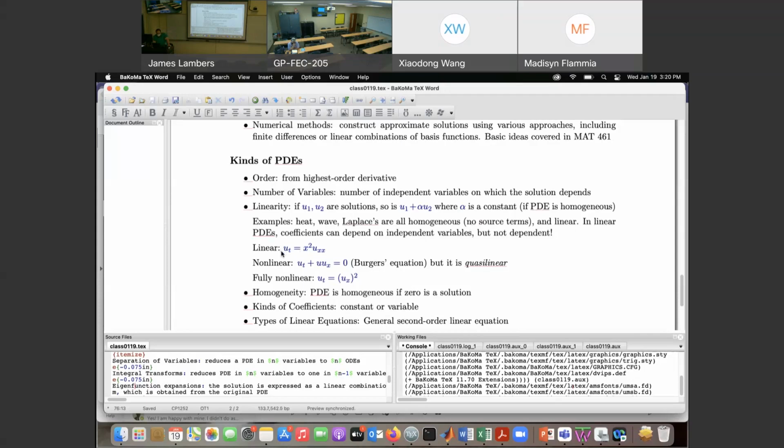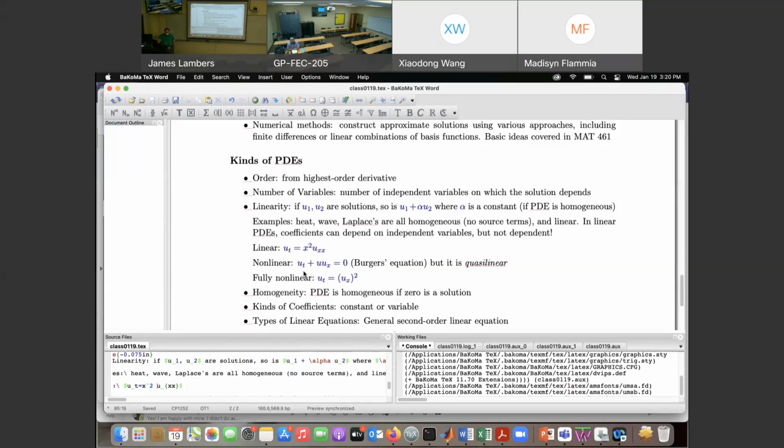Here's another example of a linear equation that has a non-constant coefficient. So this is a heat equation, except I've given it a coefficient of x squared. So if I have two solutions of this equation, again, a linear combination would be a solution. So in spite of the fact that the coefficient itself is a nonlinear function of x, this is still a linear equation. But if a coefficient depends on the solution u, that's when we get into nonlinear territory.